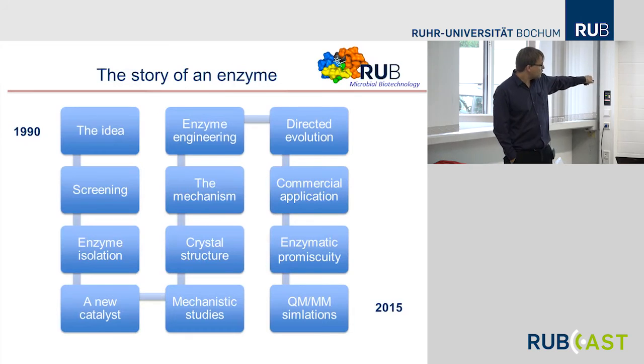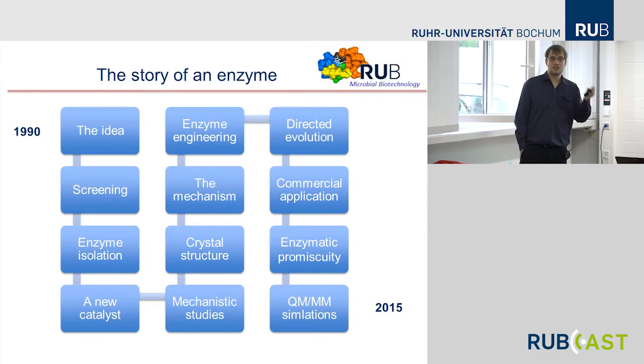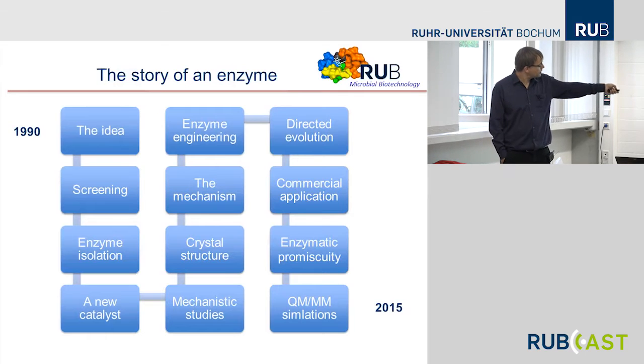And now we can see in which situations the scientists were at these steps and what decisions they made. So we start with the initial idea, then the screening, then how the enzyme was isolated, and they got a new catalyst. Then they dealt with the mechanism without having the crystal structure. And I want to show you we can do a lot of experiments if we don't have structural information, but this was really the breakthrough. Then they got the mechanism. Then they could engineer, and now we're talking about things like a commercial application, side reactions, and even the QM/MM simulations were published last year.